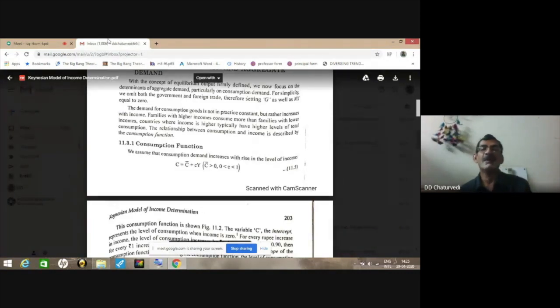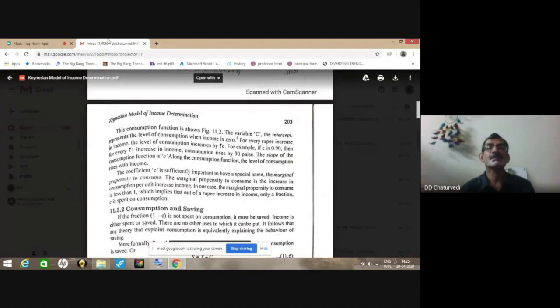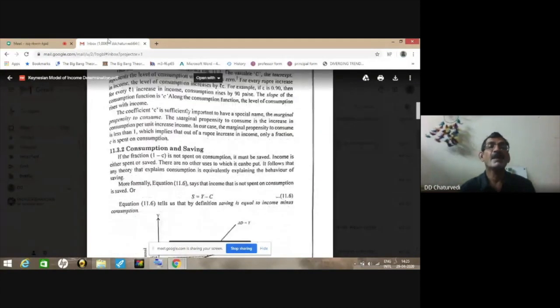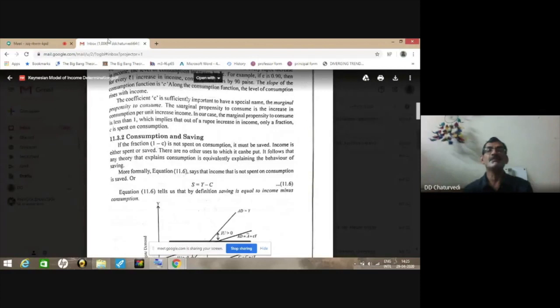A zero value of MPC implies that people are not consuming at all, even when there is an addition of income. And MPC equal to 1 implies whatever income is added, 100% of it is going to consumption. Now let us study the saving function. Saving is that proportion of income which is not spent on consumption, and it is equal to Y minus C. This is given in equation number 11.6.